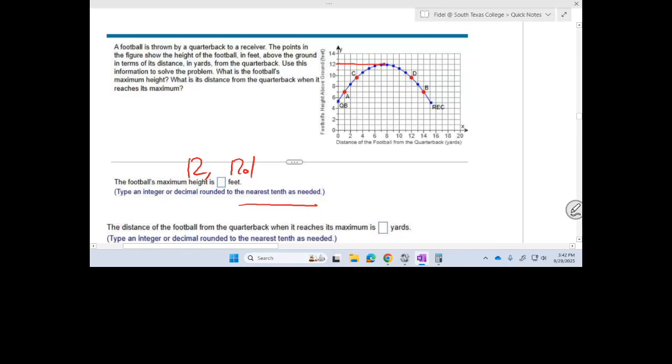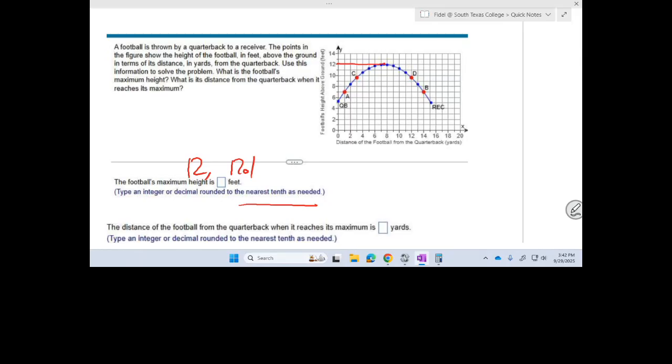Y'all, when you're doing your homework, my lab has this thing called a tolerance. So it would take an answer like 12, or it would take 12.1, maybe 12.2. It's not going to take 12.5, right? That's too much. Okay. Now we want to know how far did it go when it got to that height.